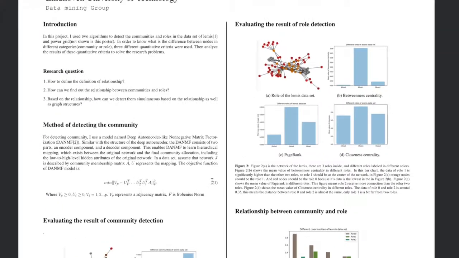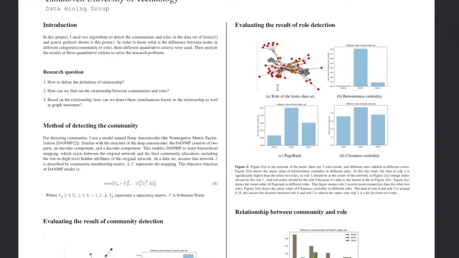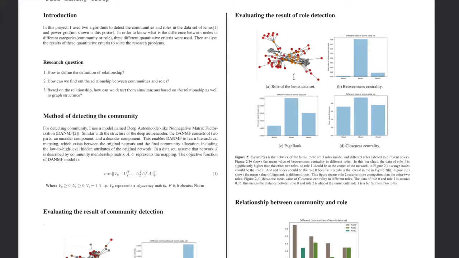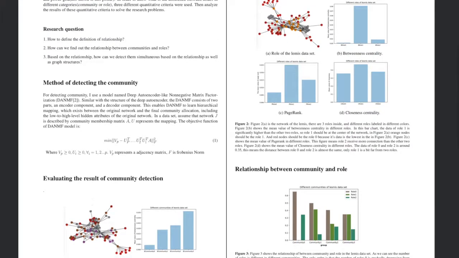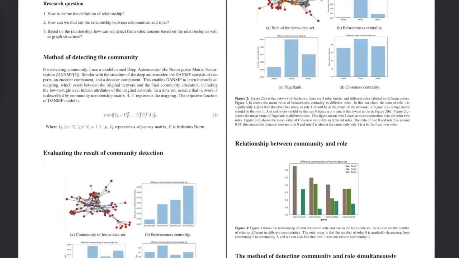Before I started the project, I tested two data sets. One is LesMIS, the other one is Power Grid. LesMIS has only 77 nodes, and the Power Grid has around 5,000 nodes. But why do I only put the result of the LesMIS dataset here in my poster? Because the node number is quite small, so we can easily view different distributions of the community or roles.